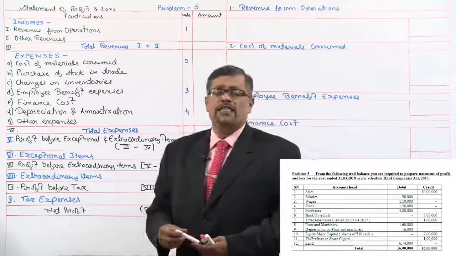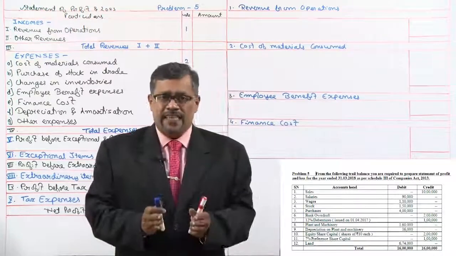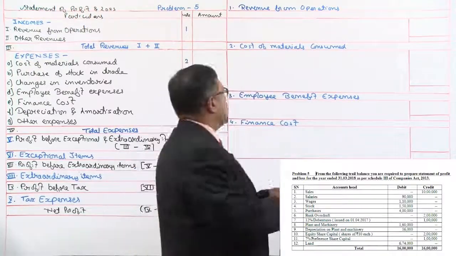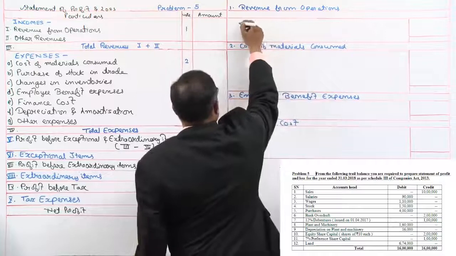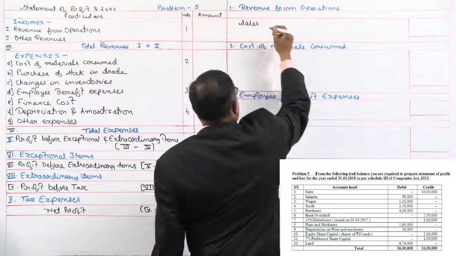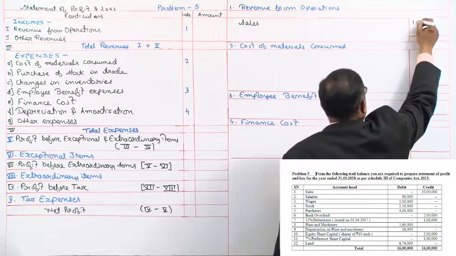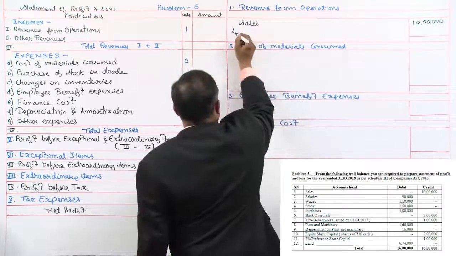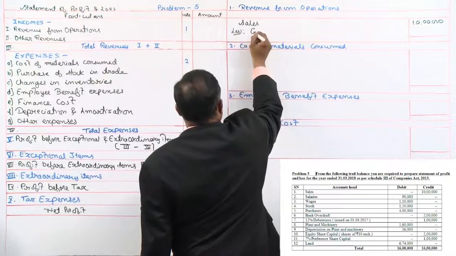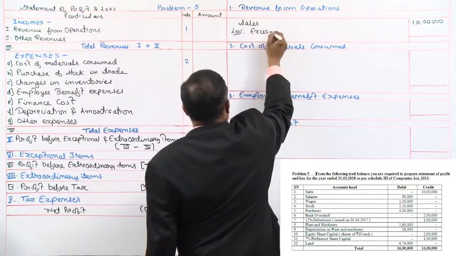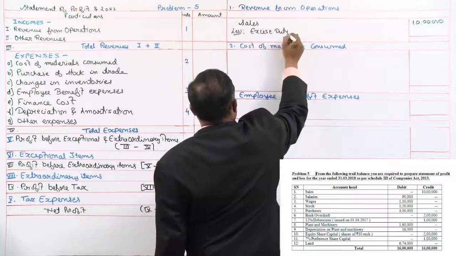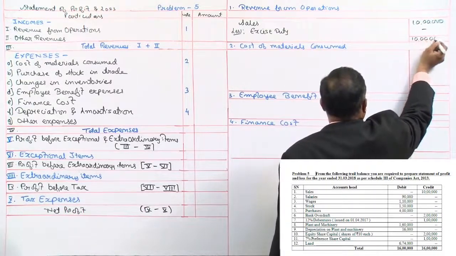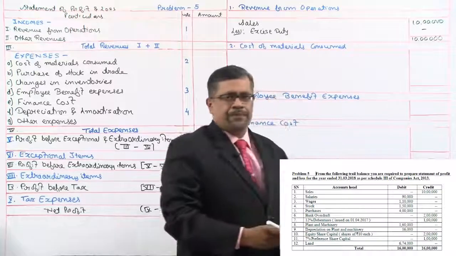The first one, what is given to us is sales. Sales is nothing but the revenue from operations, rupees 10 lakhs. Let us enter that. Sales, 10 lakhs. Whether given or not, immediately show here less excise duty. In this problem we don't have it, so that is nil. The total of sales will be 10 lakhs.